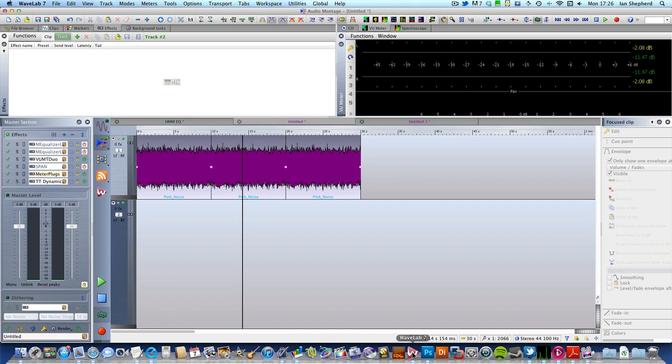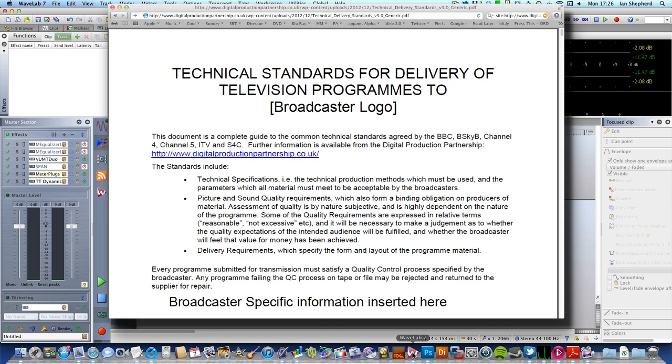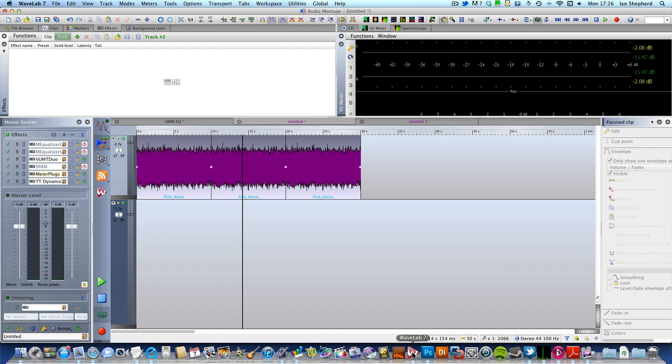It's also been adopted by all the major broadcasters in Europe, and it's going to become more and more important as time goes on. So there are other videos that I've done that go into this in much more detail, but in this video I'm just going to quickly look at what these measurements are and how they compare to each other.